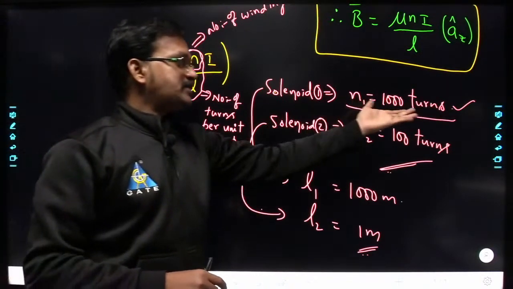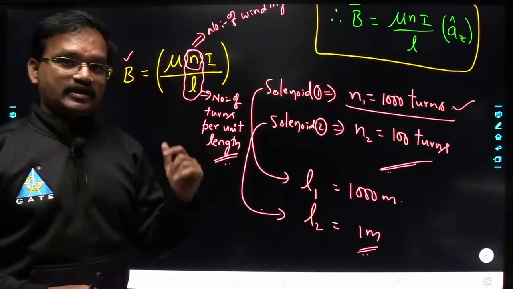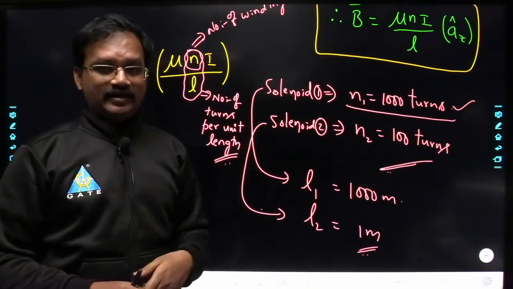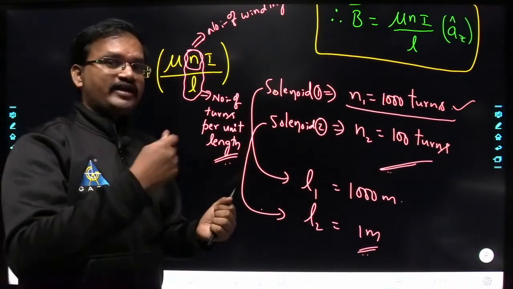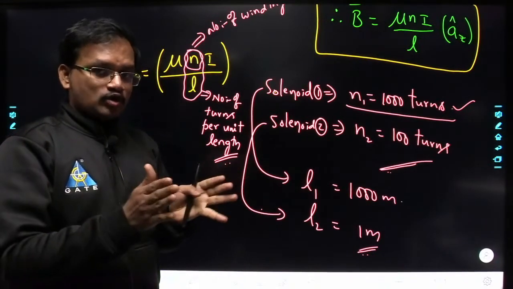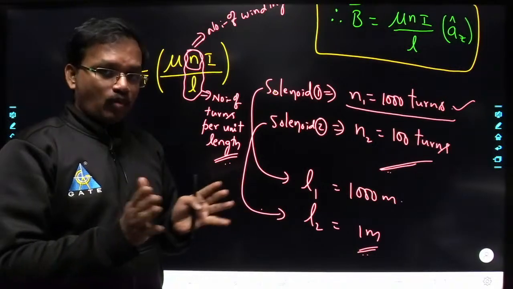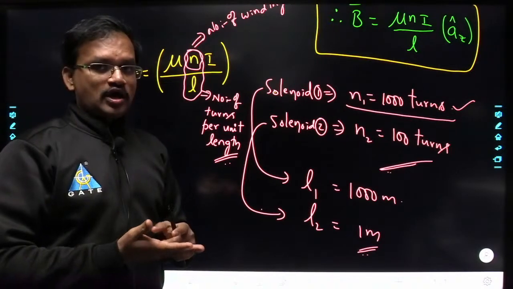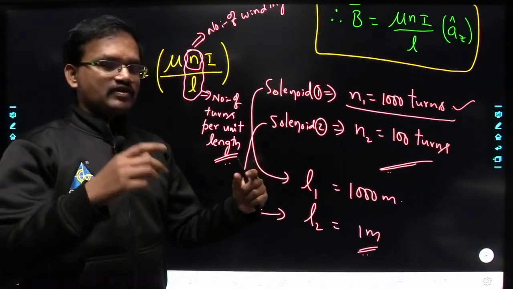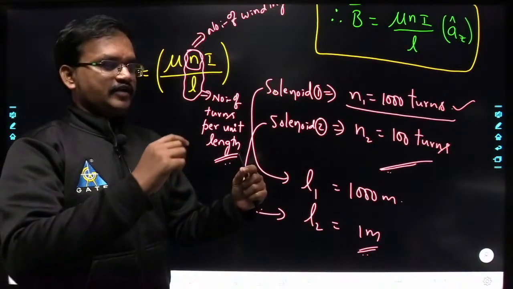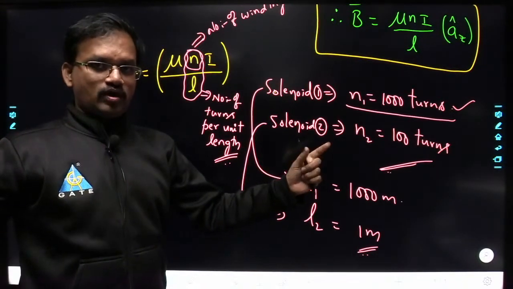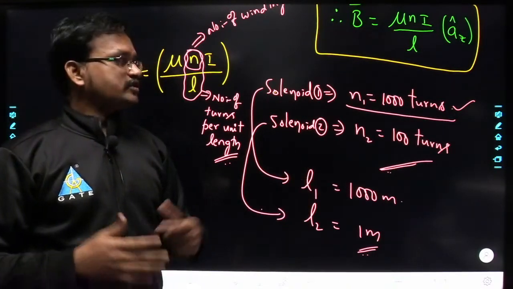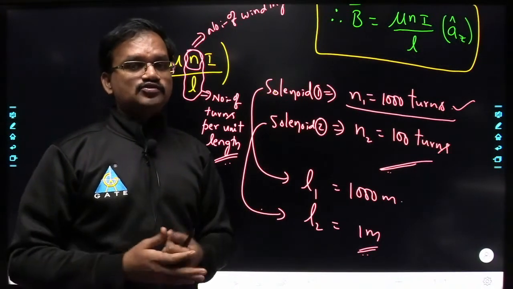It not only depends upon the number of turns, it also depends upon the number of turns per unit length. Understood? So that means if the windings are closer, then the number of turns per unit length is more. In that case, the B field inside the solenoid will be more. If the windings are loosely packed, like if the distance between the windings is more, then the number of turns per unit length is less. In that case, the B field is going to be lesser.